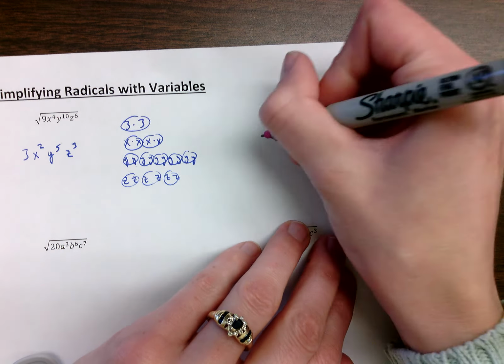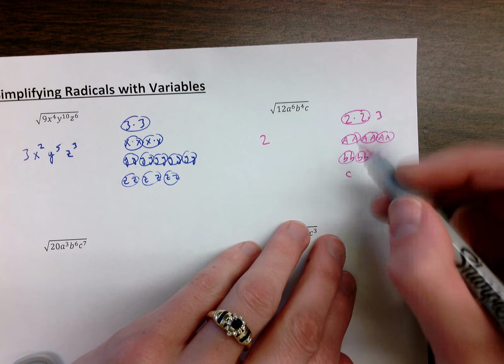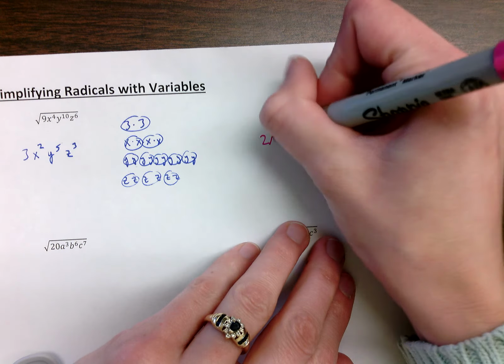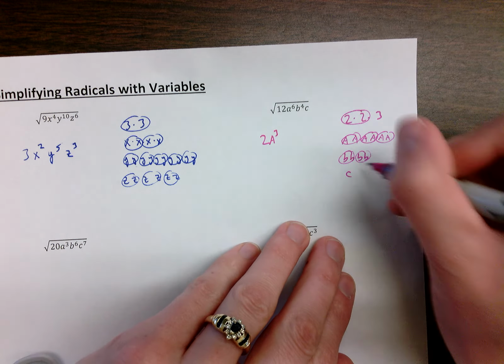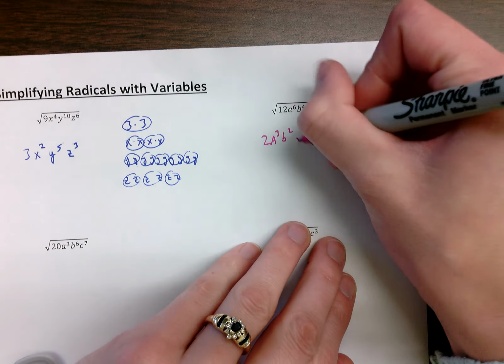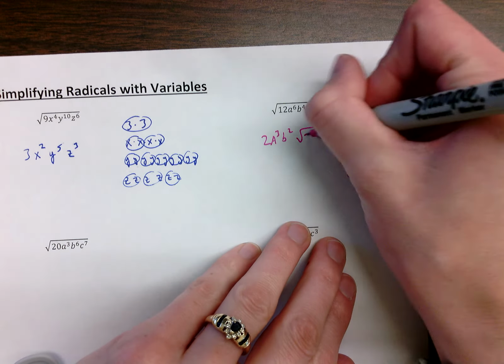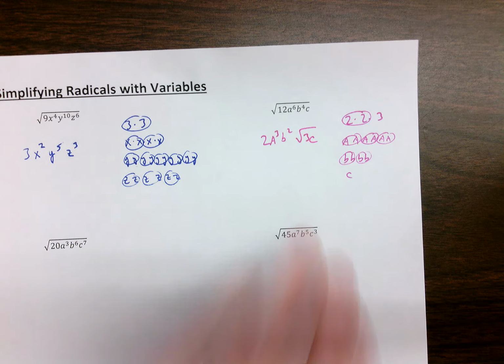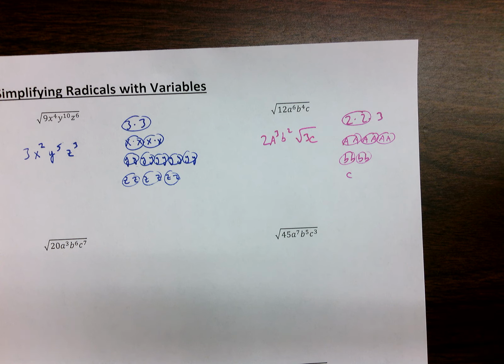So on the outside, I'm going to have a 2 from this pair. There's 3 pairs of A's, so A to the 3rd. There's 2 pairs of B's, so B squared. And then left over on the inside, I have the 3 that wasn't part of a pair and a C that wasn't part of a pair. So that's what this is going to simplify to.